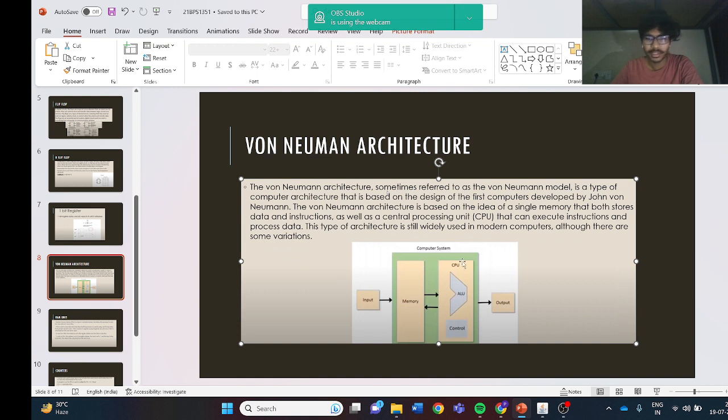This is the diagrammatic representation of the von Neumann architecture. So basically, the input communicates with the memory. The memory exchanges with the CPU, giving some inputs and getting back some outputs. The ALU and the control unit are all present in the CPU part. And at last, it produces the output. This is a computer system based on von Neumann architecture.